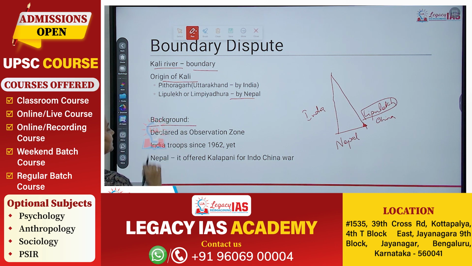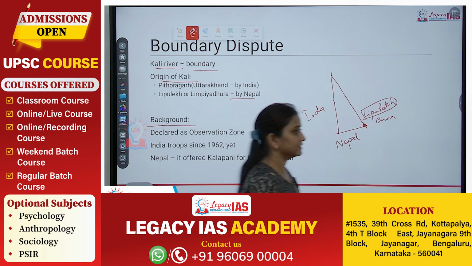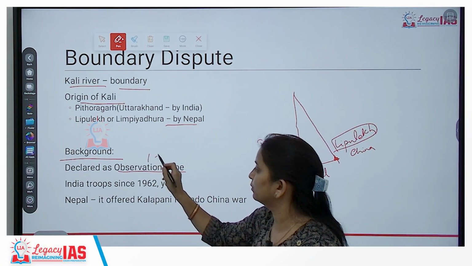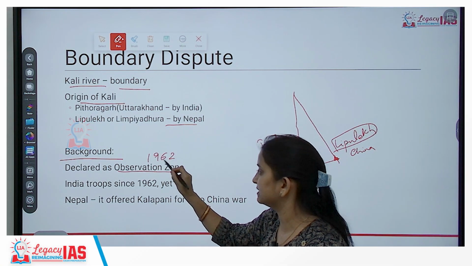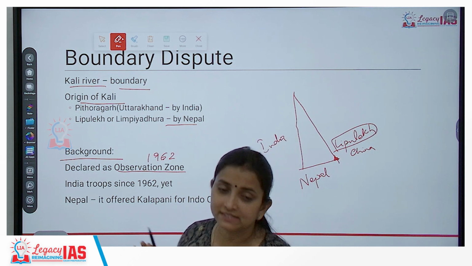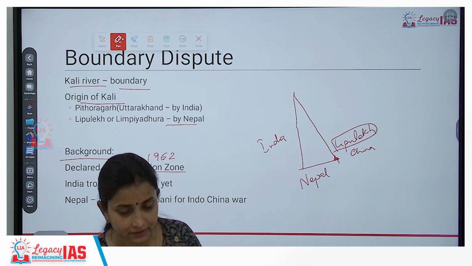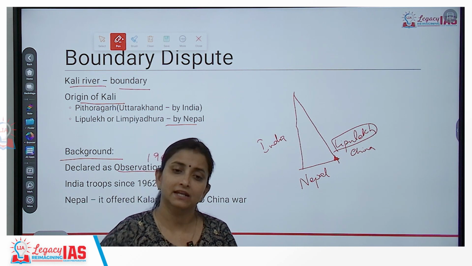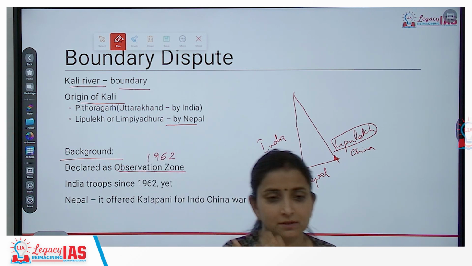So, what is the background? This has been declared as an observation zone earlier. Since 1962, both India and Nepal government have accepted this fact that it was declared as an observation zone. Observation zone matlab Indian troops can also come and sit here and check the military movement. Nepalese troops can also come and sit here and check the military movement.